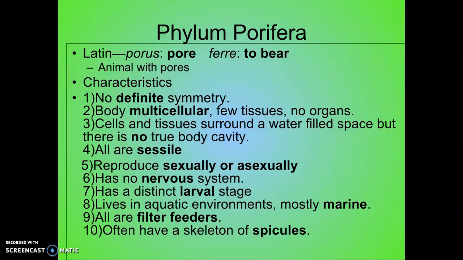They can reproduce sexually or asexually. They have no nervous system. They live in mostly marine or seawater, and they are filter feeders. So I want you to think of the filter you might have on your faucet that pulls out the bad stuff. These guys would filter and they would pull out their food. Then they often have a skeleton made of spicules.